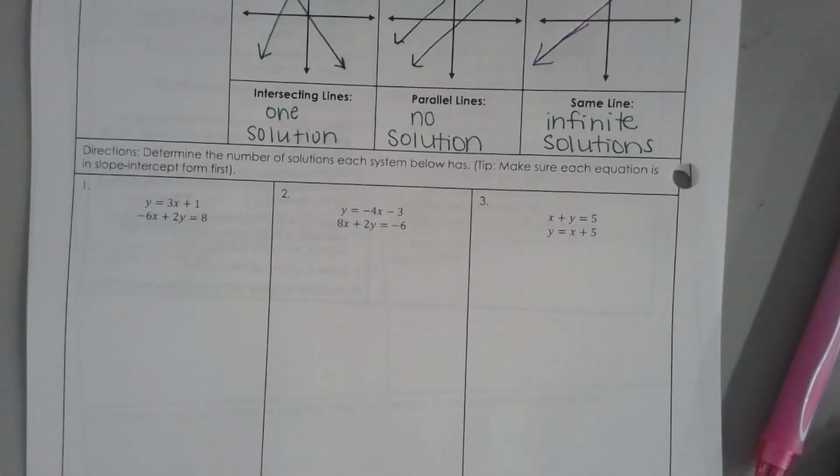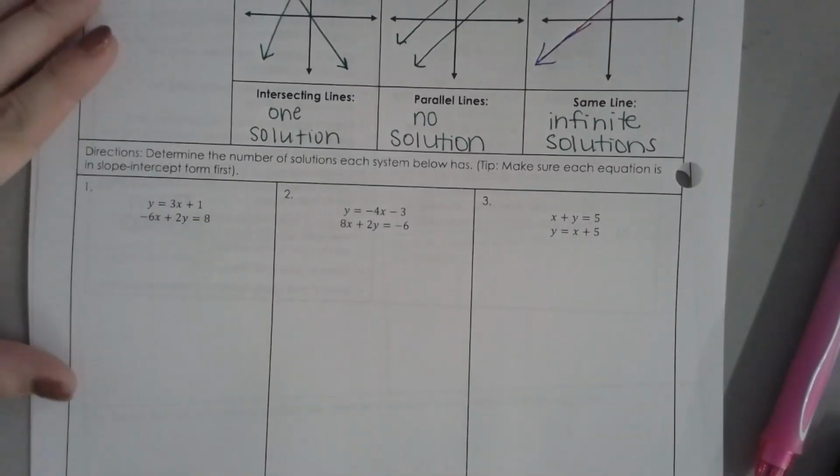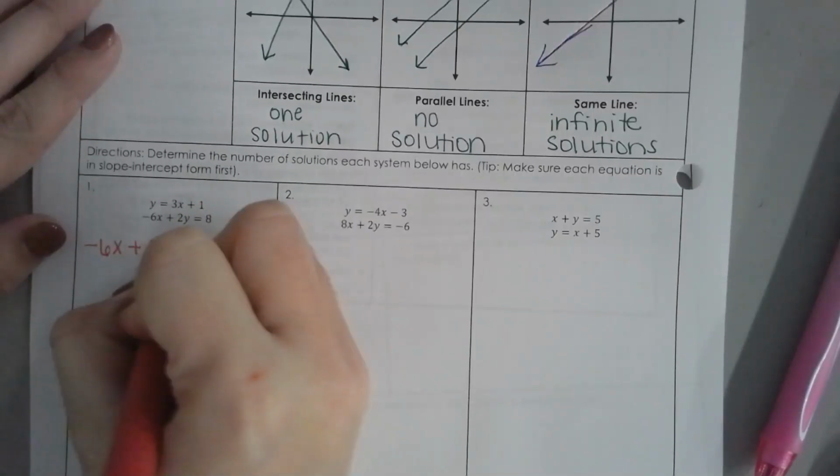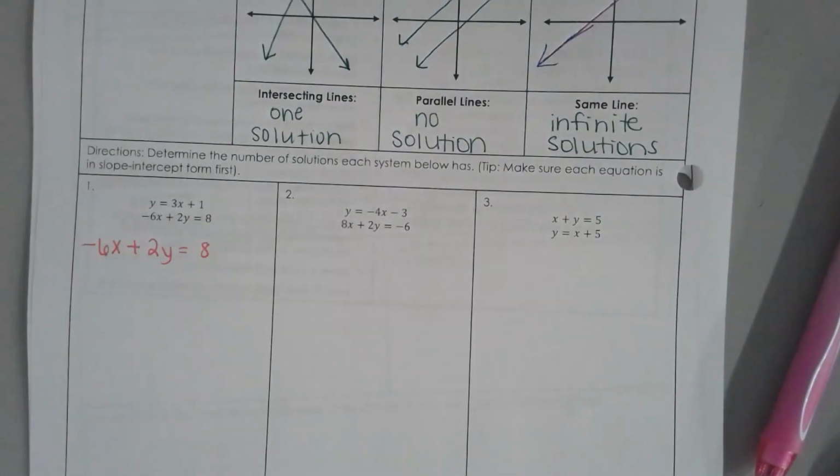For these next 3 examples, I've given you 3 different systems, groups of 2, and notice that on all of them one equation is in slope-intercept form, y equals, and the other one is not. To compare the 2 equations and see if they're parallel, the same, or totally different, we need them both in slope-intercept form. So we take the one that's not, in this first one the bottom one, and convert it to slope-intercept form.